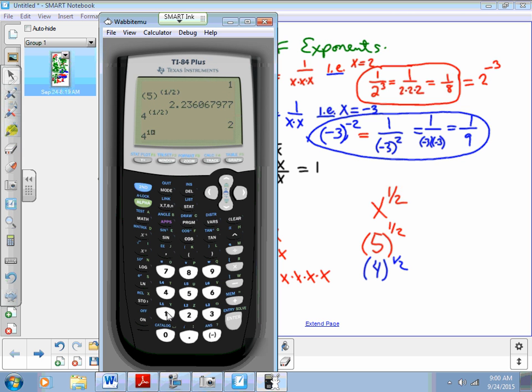I just want to avoid making errors. Okay, that's right. Just be careful though, because remember the calculator is only as good as the person that uses it. I try to use parentheses as much as I can so I don't mess up. Yeah. 4 to the 1/2 power, that's 2.